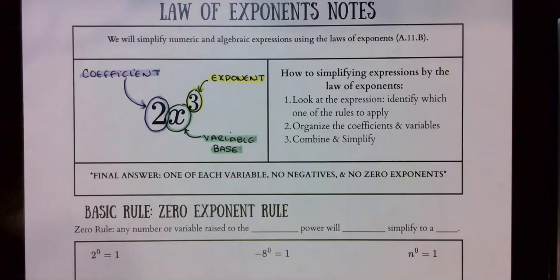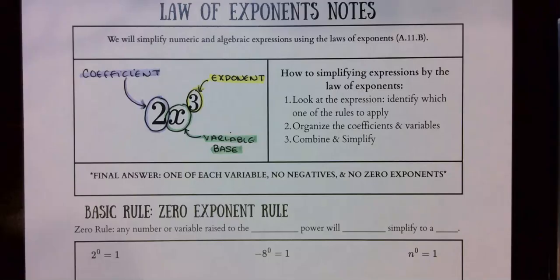So one of the things that I'm going to show you today is how to get rid of the negatives and turn them into positives for your final answer, and how to get rid of zero exponents for your final answer. So the first part is just identifying the vocabulary, kind of get an idea of what order we're going to do things in, and then what your final answer needs to look like.